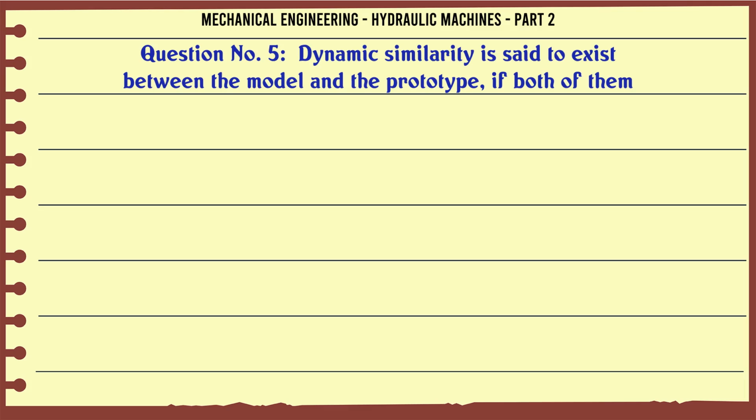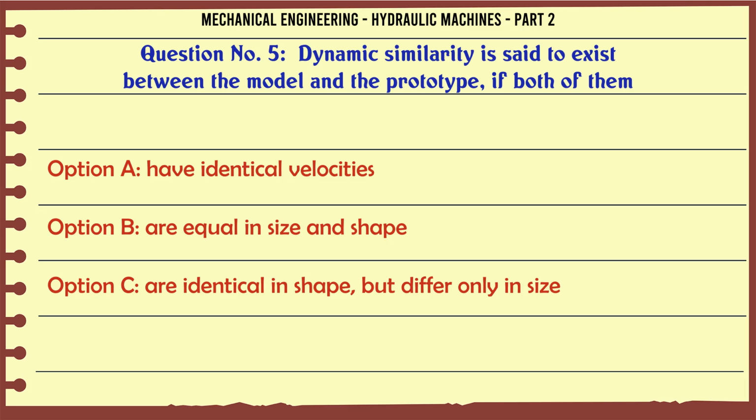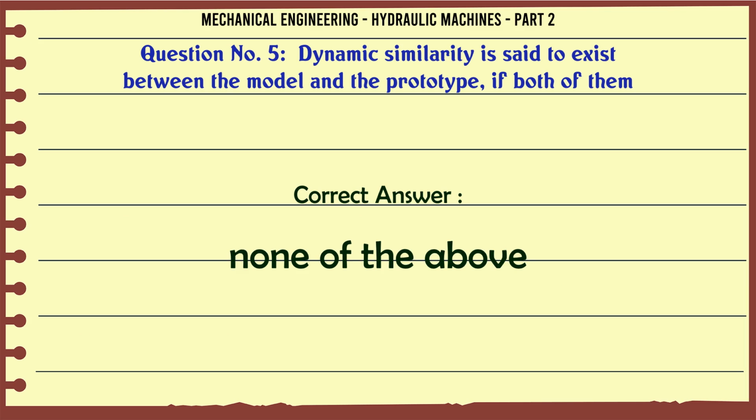Dynamic similarity is said to exist between the model and the prototype if both of them A. have identical velocities, B. are equal in size and shape, C. are identical in shape but differ only in size, D. none of the above. The correct answer is none of the above.